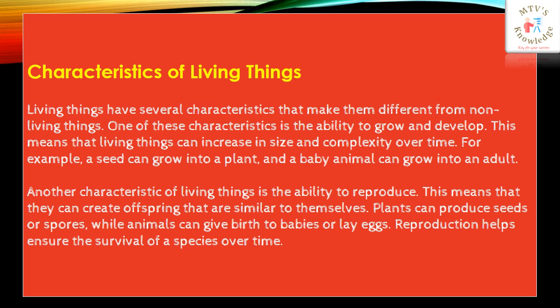Another characteristic of living things is the ability to reproduce. This means that they can create offspring that are similar to themselves. Plants can produce seeds or spores, while animals can give birth to babies or lay eggs. Reproduction helps ensure the survival of a species over time.